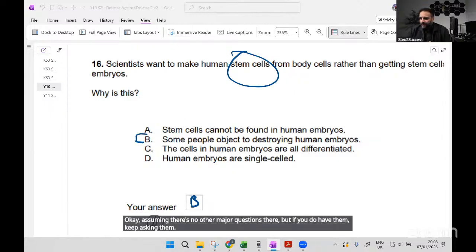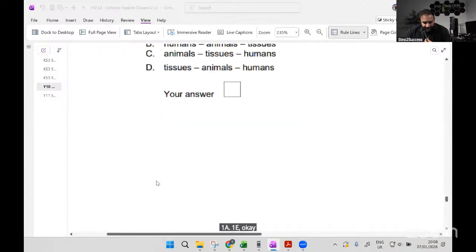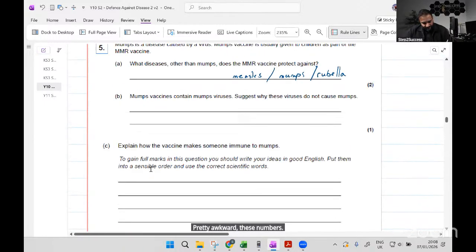I'm going to open up some notes on monoclonal antibodies. 1E part onwards, year 10, I assume that means. 1E, 1E, okay. Is that at the beginning? Okay. Very awkward, these numbers.